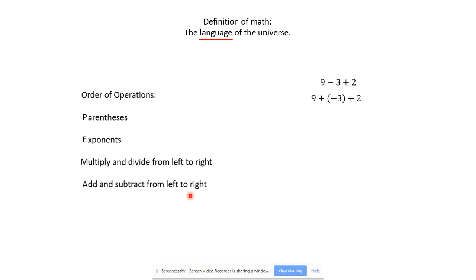So 9 plus negative 3 is 6, plus 2 is 8. And so that's definitely a different answer than if you would have tried to add the 3 and 2 together to get 5, and then 9 minus 5 is 4. No, it's 8, because this isn't 3 plus 2. It's negative 3 plus 2, which is negative 1. 9 plus negative 1 is, again, 8.